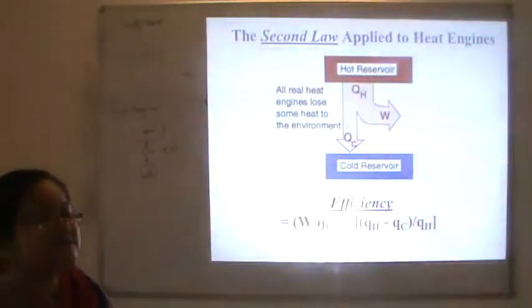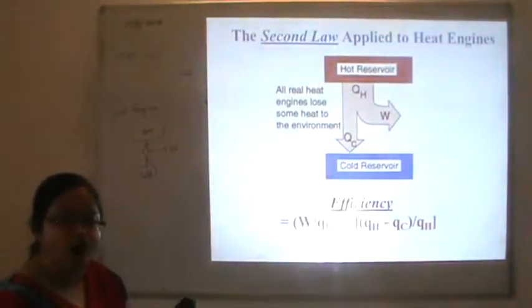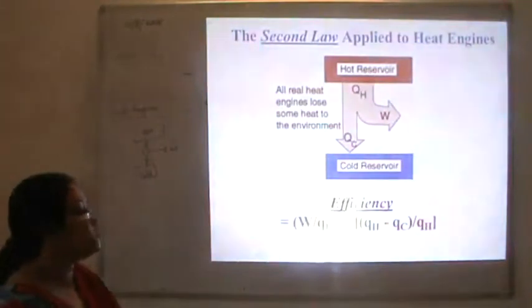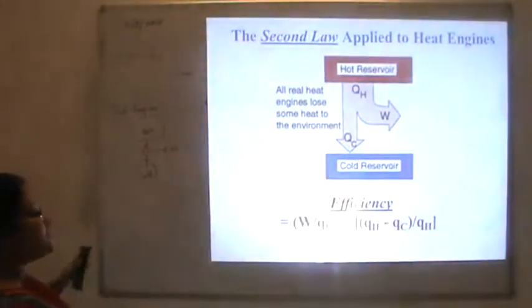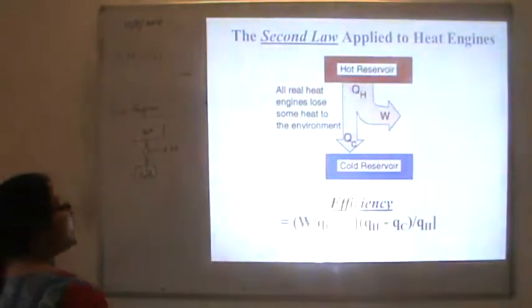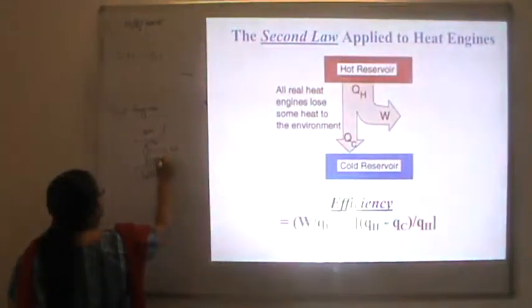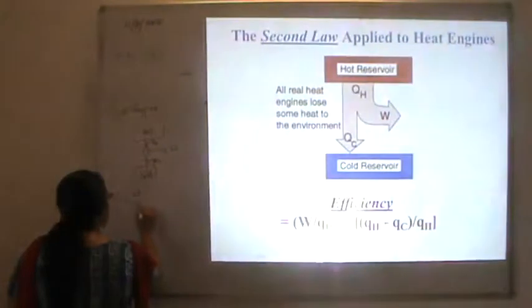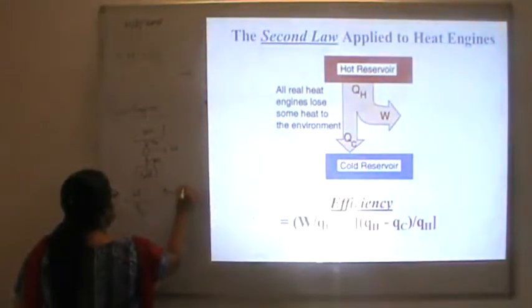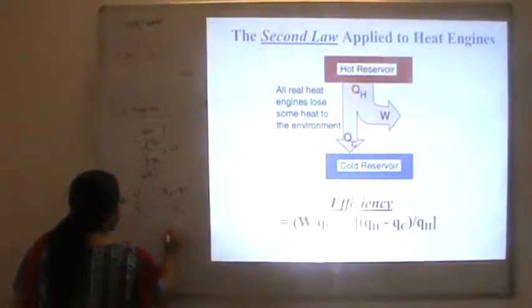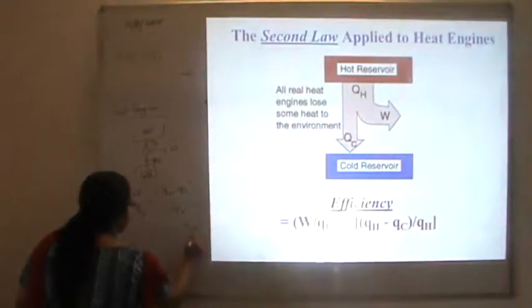So efficiency is W by heat absorbed, that is W by QH. That means QH minus QC is W. So eta is equal to W by QH, which is QH minus QC by QH, meaning 1 minus QC by QH.